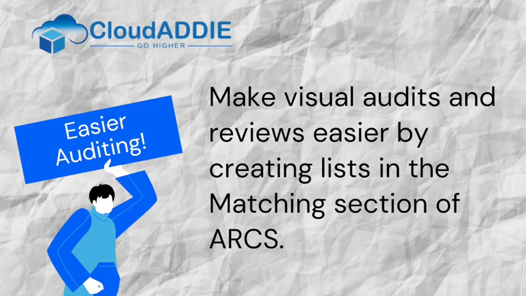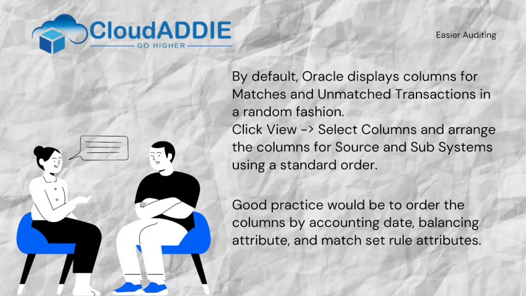Make visual audits and reviews easier by creating lists in the matching section of ARCS. By default, Oracle displays columns for matches and unmatched transactions in a random fashion. Click View, select columns, and arrange the columns for source and subsystems using a standard order. Good practice would be to order the columns by accounting date, balancing attribute, and match set rule attributes.